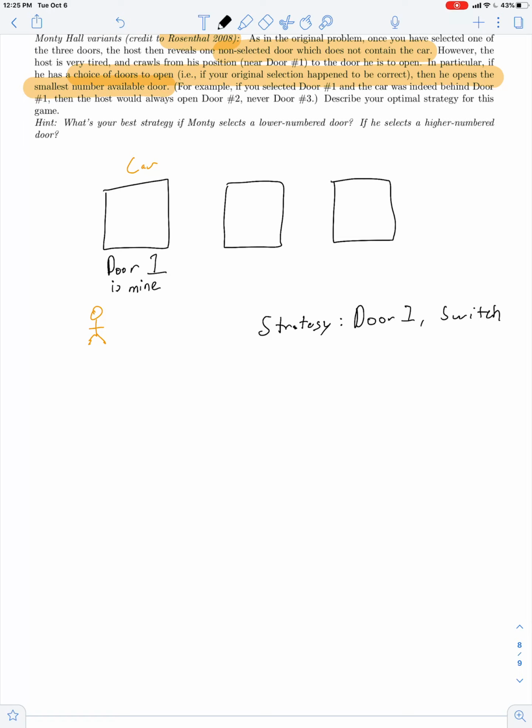So it's pretty analogous. It doesn't really matter what your strategy is. So for concreteness, I'm going to pick switch. Cool. Then I want to talk about what my win conditions are. So what are my win conditions here? Well, I win if the car is in door 2 and Monty opens door 3, or if the car is in door 3 and Monty opens door 2.